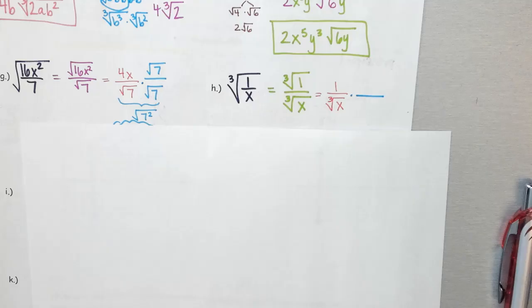Okay, if this is a cube root, should we be multiplying by a cube root or a square root? A cube root.